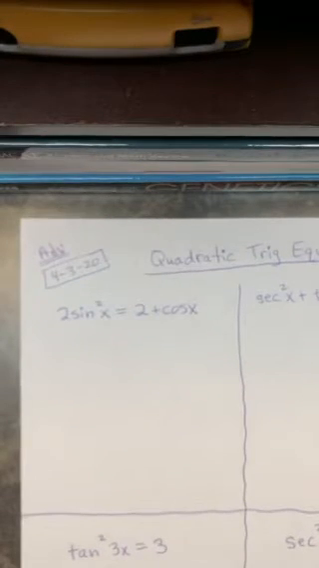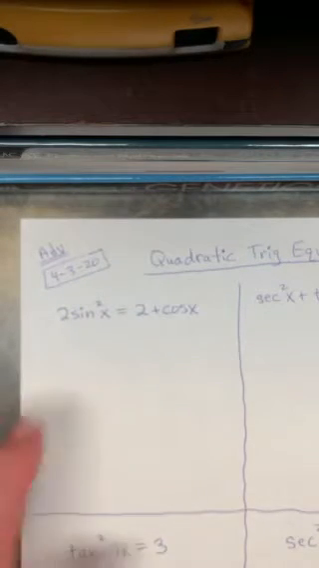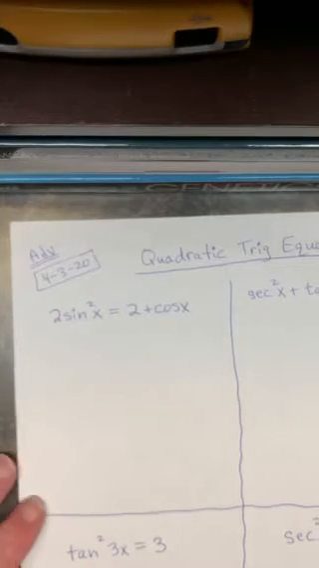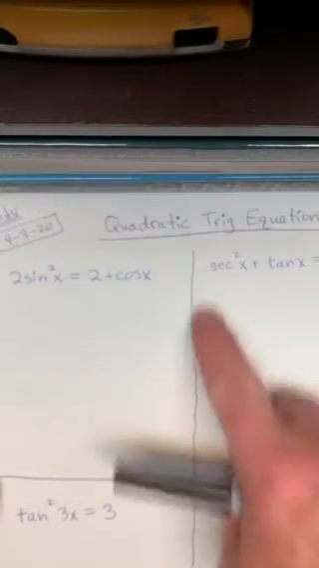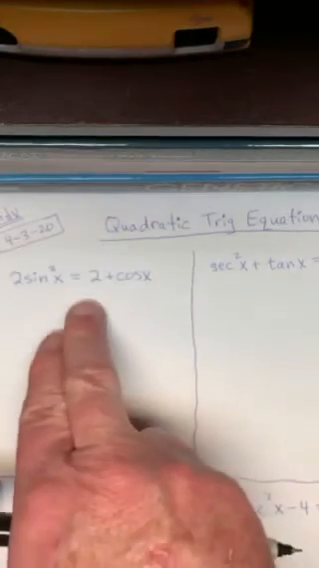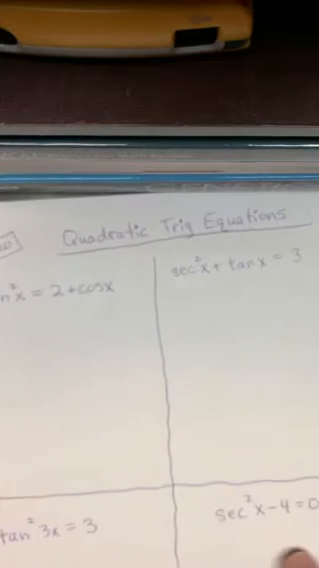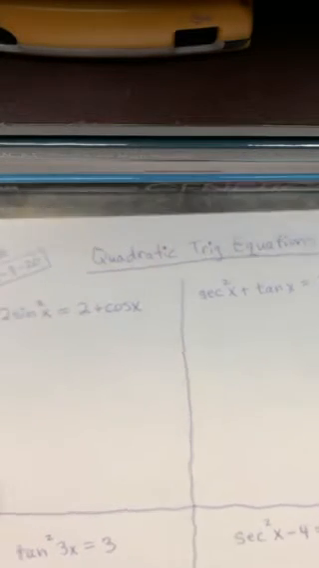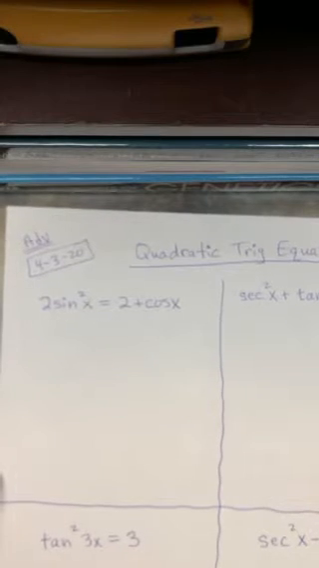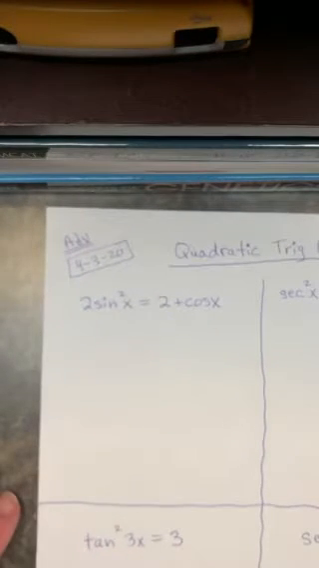Again, the date in the top left corner of your paper should be 4/3/20, Friday, April 3rd. Just like yesterday, it'd be great if you could divide your paper into 4 parts or 4 sections, and we'll try one quadratic trig equation in each section and then get you your 4 problem assignments when we're done. Okay, let's focus on block number 1 here.